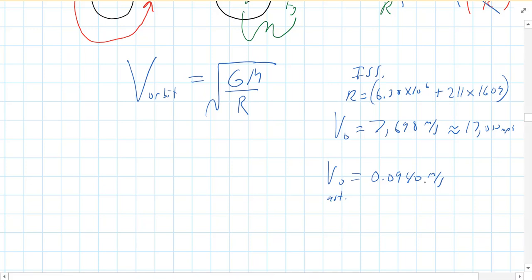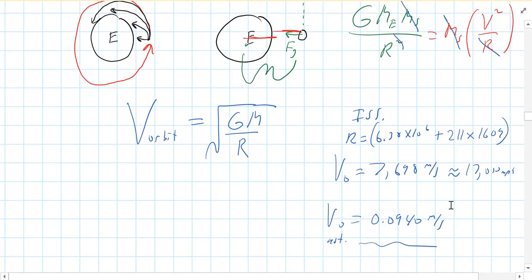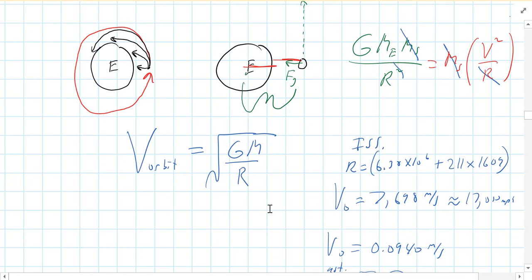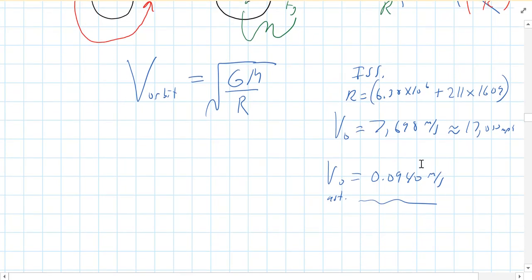On the Earth, you got to throw a rock really fast to be in orbit because the Earth is so massive. On the asteroid, not so much. Okay. Now, the next thing I want to talk about is how long would it take for the space station to go around the Earth and also this rock to go around the asteroid for you to catch it.